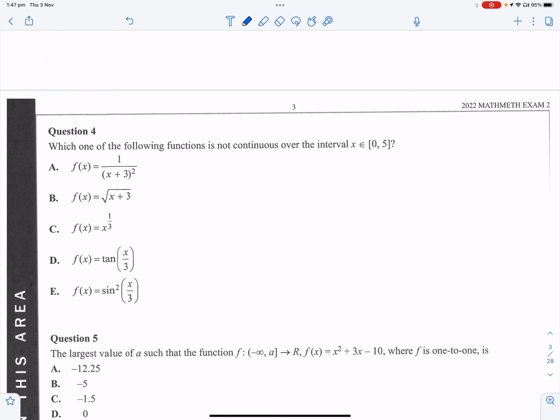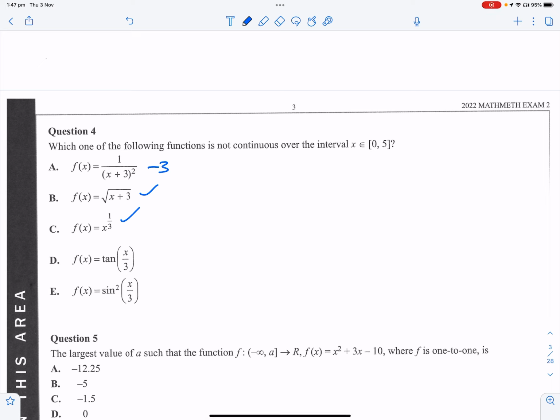Which of the following is not continuous over that interval? Okay, so that's continuous because it's only not continuous at negative 3. That's continuous because it goes from negative 3 to infinity. X to the power of 1/3, well, that's also continuous.